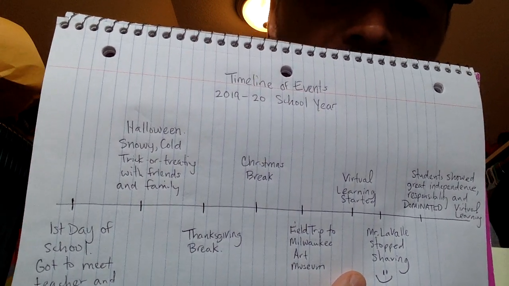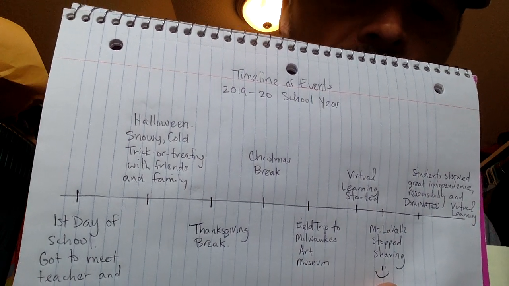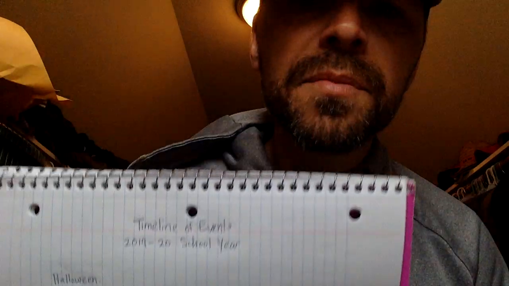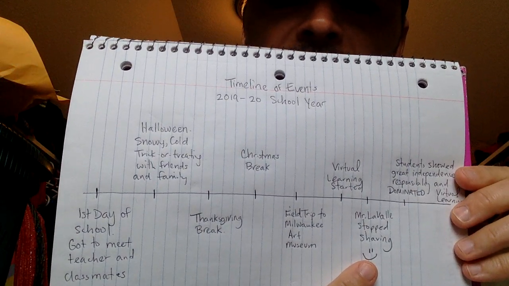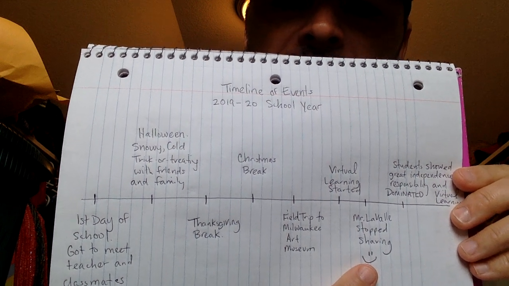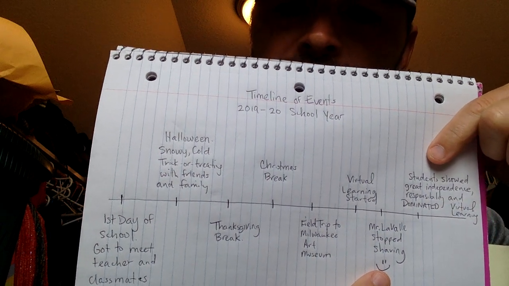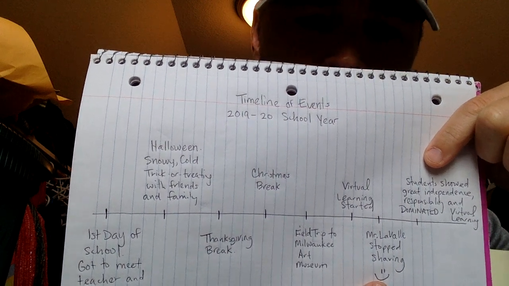All right, skipping ahead, virtual learning started. Next event, along the same time that virtual learning started, Mr. Laval stopped shaving. Give you an update on that. You can see there's a lot of gray in my beard, fourth graders. I didn't know I was getting that old. Thought I was still a young man, but apparently not. So that was an event that happened after virtual learning started. Again, these events go in order. The last event that I have on my timeline is students showed great independence, responsibility, and dominated virtual learning.